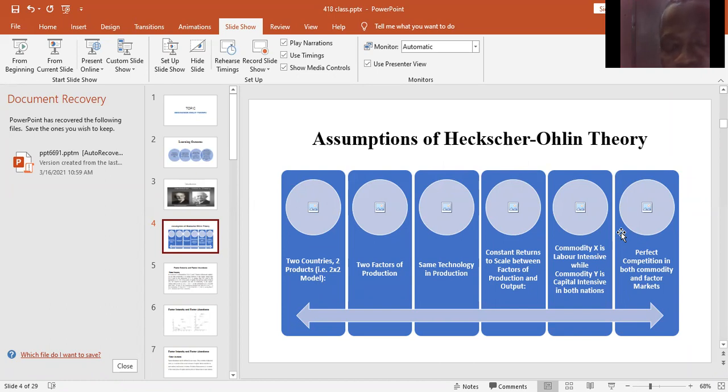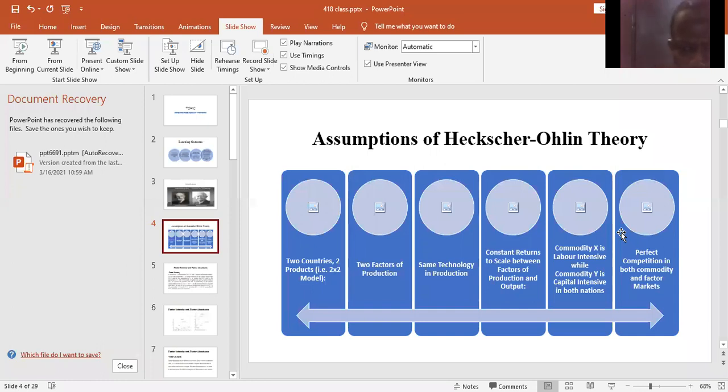That means there's constant factor. If you increase your input, let's say labor, by 3, you're going to get 3 more additional output. And if you do the same for capital, you're going to get the same increase in quantity of output. Commodity X is labor intensive. We assume that of the two commodities, one of them is labor intensive and the other one is capital intensive. That is, commodity X is labor intensive, while commodity Y is capital intensive. Furthermore, we also assume perfect competition in both commodity and factor markets.